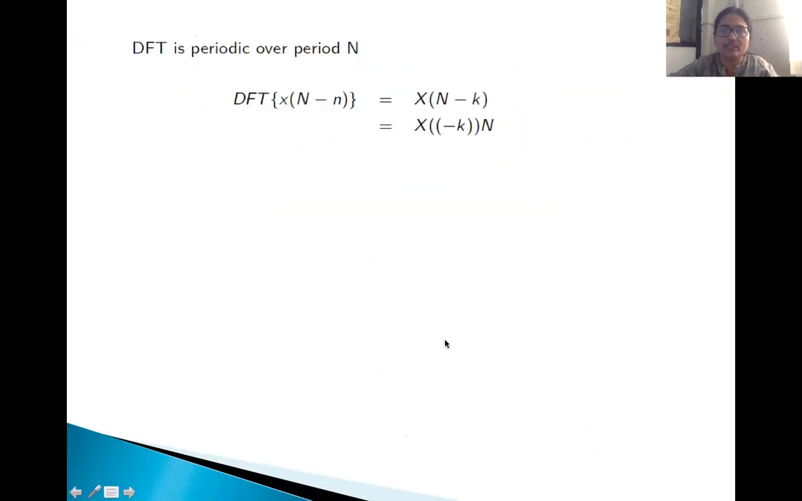If we fold the sequence in the time domain, its frequency domain values are also going to be folded. Those values are folded here because the sequence is folded in the time domain. If the sequence is folded in the time domain, DFT values are also folded in the frequency domain. That is what we have discussed and proved here.